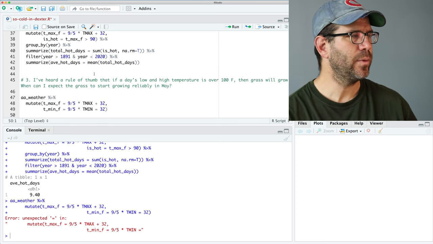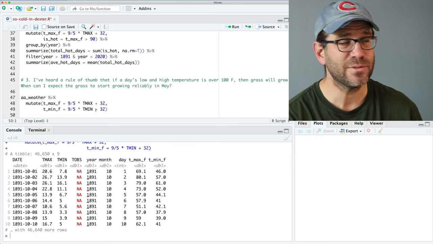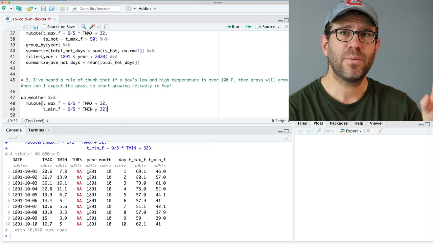So it's upset with me. Oh, because I put an equal sign instead of a plus sign. See, I make a lot of typos too. So we now see that we have those two extra columns.